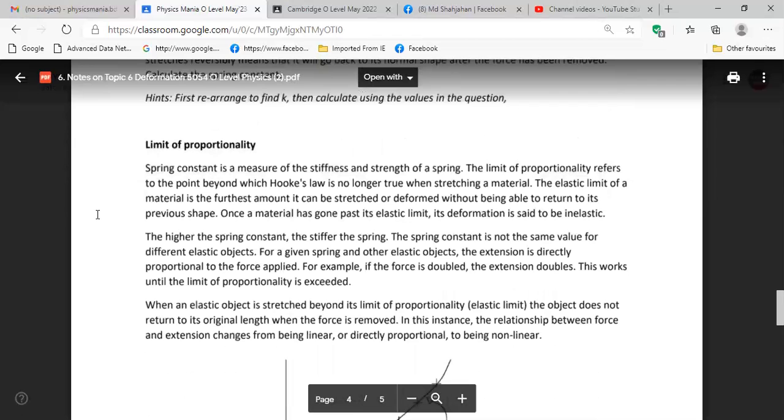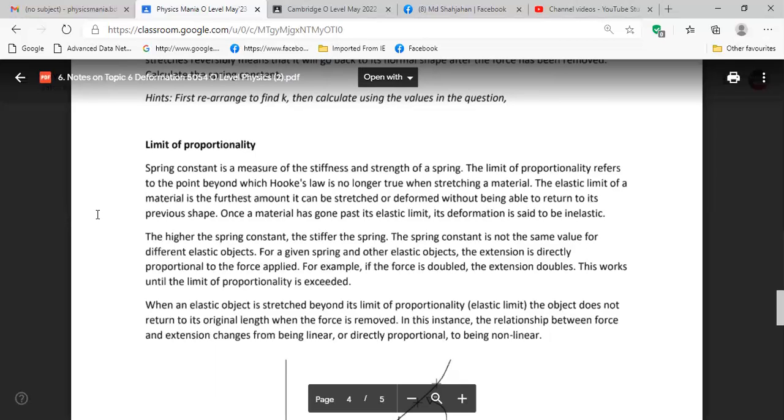Now read limit of proportionality. Spring constant is a measure of the stiffness and strength of the spring. The limit of proportionality refers to the point beyond which Hooke's law is no longer true when stretching a material. The elastic limit of a material is the furthest amount it can be stretched or deformed without being able to return to its previous shape. Once a material has gone past its elastic limit, the deformation is said to be inelastic. The higher the spring constant, the stiffer the spring.